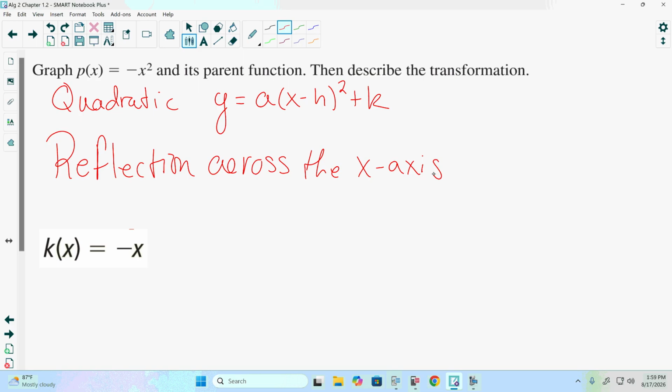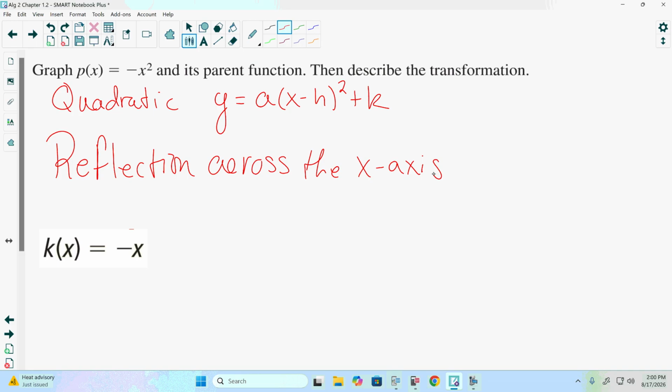It's almost like we're treating this like a checklist, isn't it? Is there something in place of H? If there is, that means we got a movement left or right. If no, we move on. Check K. If K has a value, that means we're moving it up or down. If no, nothing listed there. A is negative. Reflection across the x-axis. If A's value is positive, there is no reflection across the x-axis. We just move on. That's why I like these general forms.